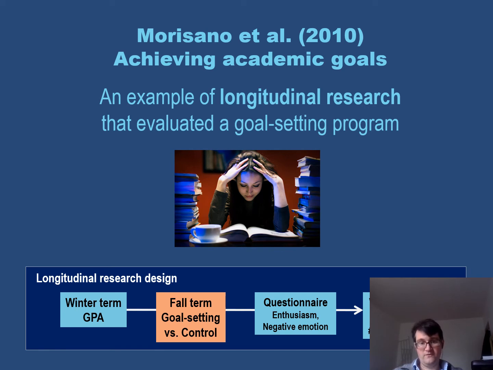And so both the control group and the experimental group, or the goal setting group, did their winter GPA, did the questionnaire, and did the winter term. And again, people were randomly assigned. There was some selection here: everybody was academically at risk, not exactly on probation. But once these people were identified, they were randomly assigned to either the control or the goal setting.